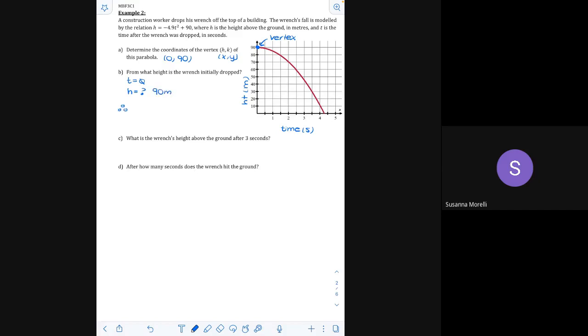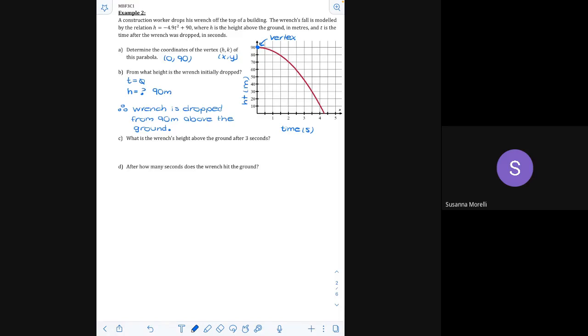Therefore, remember, because they ask you the questions in words, you must answer in words. So the wrench is dropped from 90 meters above the ground.